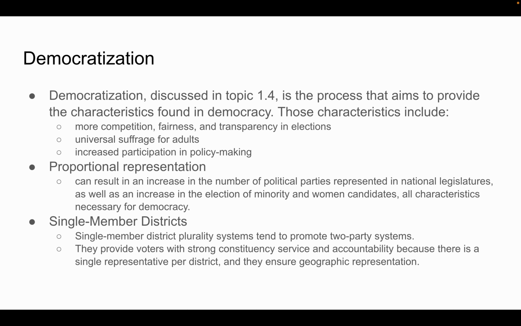Proportional representation can result in an increase in the number of political parties represented in national legislatures, as well as an increase in the election of minority and women candidates. All are characteristics necessary for democracy. On the issue of minority candidates, that could be religious minorities. It could be ethnic minorities. We see examples of both in AP6 countries.